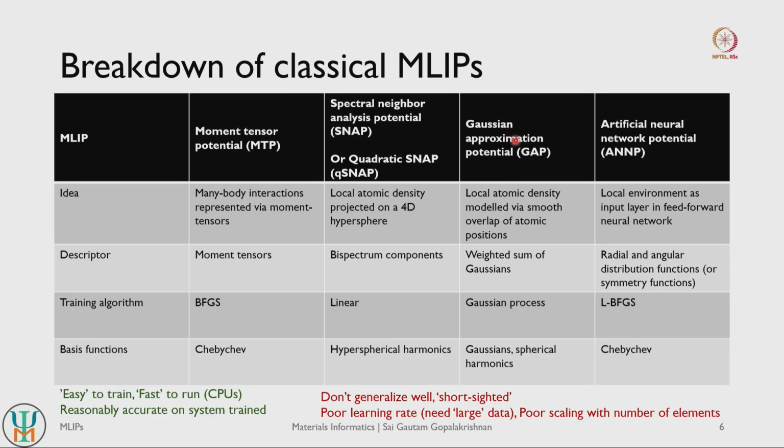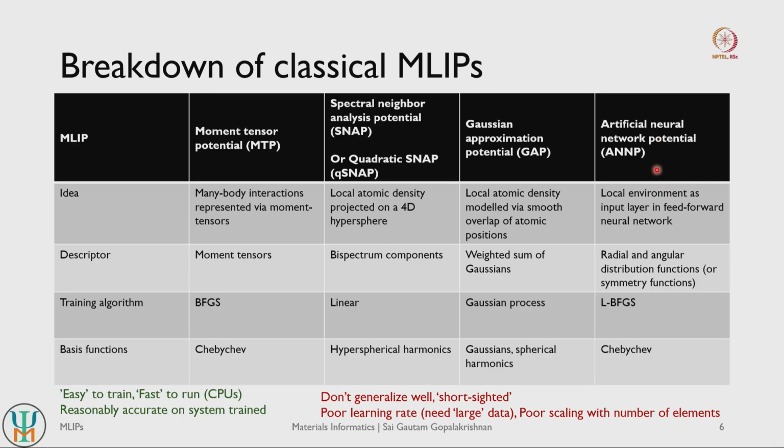And then you have Gaussian approximation potential. Here once again you calculate the local atomic density, but then you model this atomic density, or project it, on what are referred to as smooth overlap of atomic positions, or basically a bunch of Gaussians. So your descriptors are basically a weighted sum of Gaussians. The training algorithm is what is referred to as Gaussian process regression, and the basis functions are a bunch of Gaussians as well as spherical harmonics.